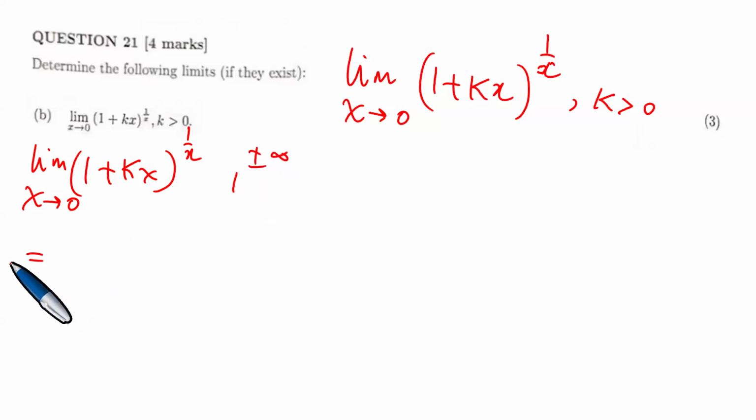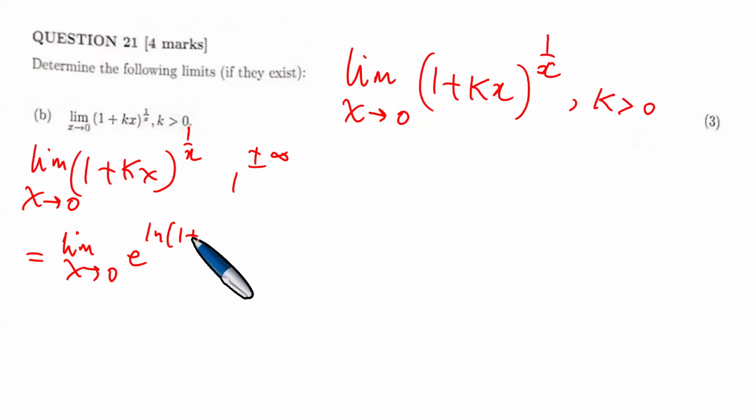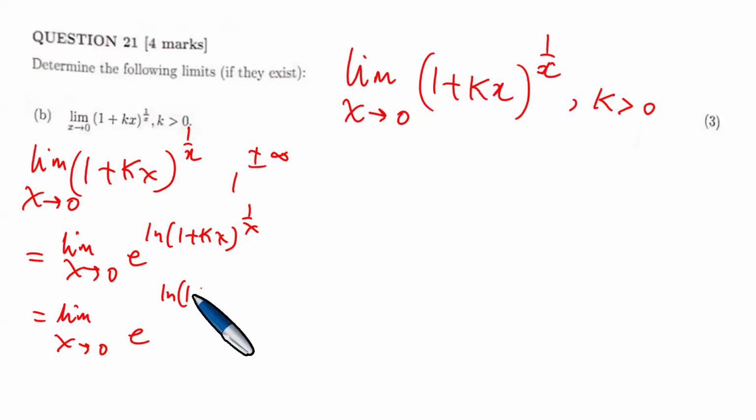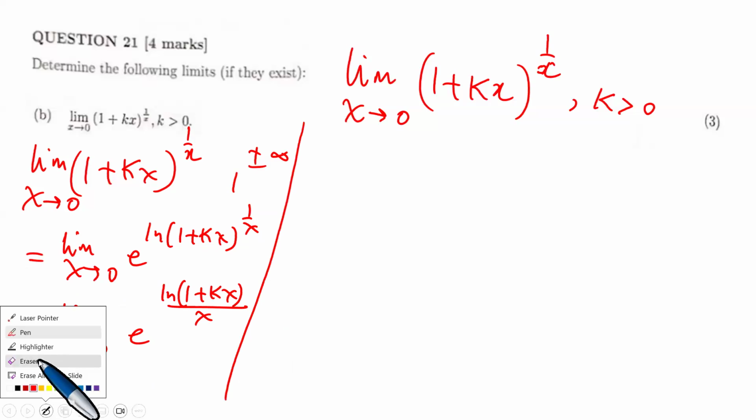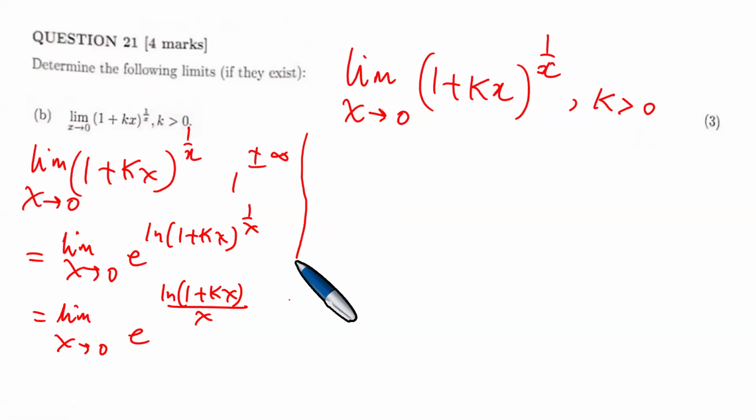So in the end, what you're able to see is that we have the limit as x approaches 0 of e to the ln of 1 plus kx to the power 1 over x, which is the limit as x approaches 0 of e to the power of the ln of 1 plus kx divided by x. We continue to investigate this one here.